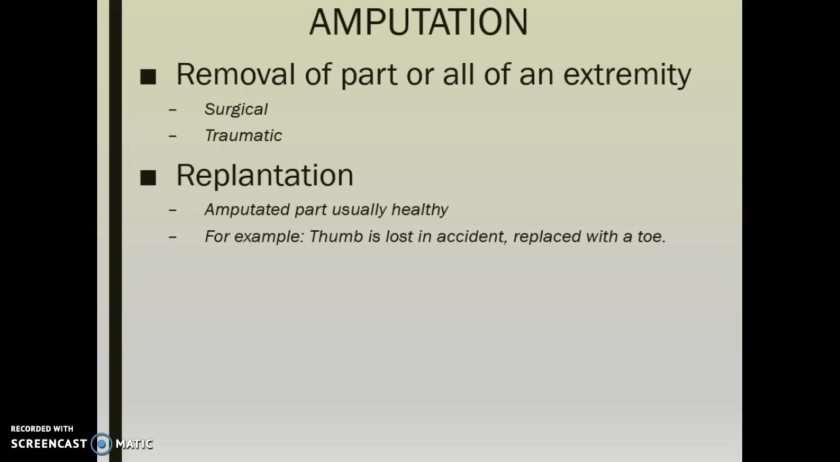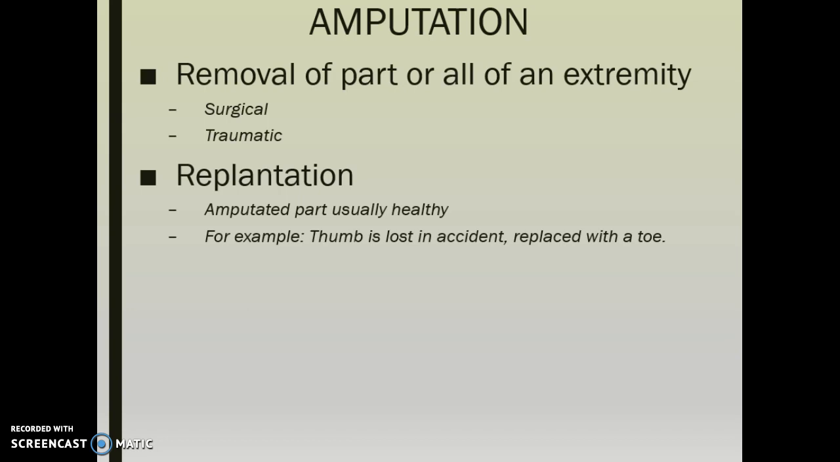Next, let's talk real quick about amputation. This is where they remove part or all of an extremity. It usually happens because of either trauma, so the limb is shot, crushed, broken to the point of no repair, has lost its vascular supply, or it could be because of complications of diabetes. I think that's probably where you'll see most of the amputation issues.